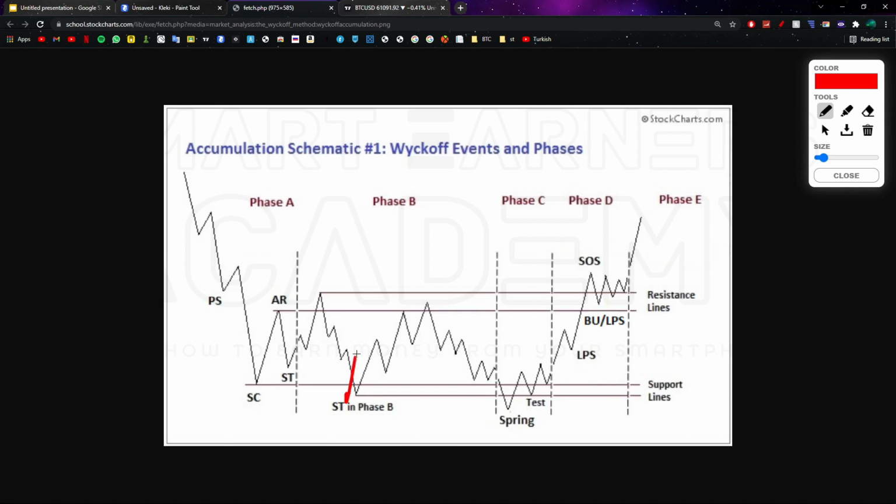So ignoring all of this, right? And then let's just say we have our selling climax, and we have the secondary test, and we've got the accumulation of liquidity, right? Now, we can just say that our spring area is the UT, right?